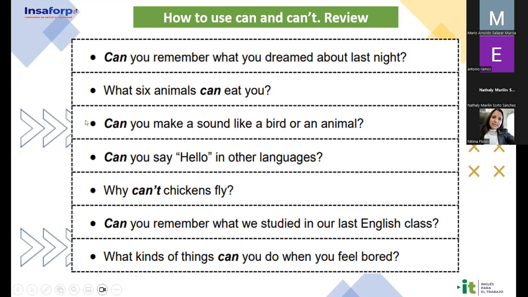Okay, I'm going to read again the question. Can you remember what you dreamed about last night? Dream about, okay? You slept last night and you dreamed something. You dreamt in the past. Okay, the six animals. And can you make a sound like a bird or an animal? Can you say hello in other languages like French, Italian, Portuguese, Chinese?